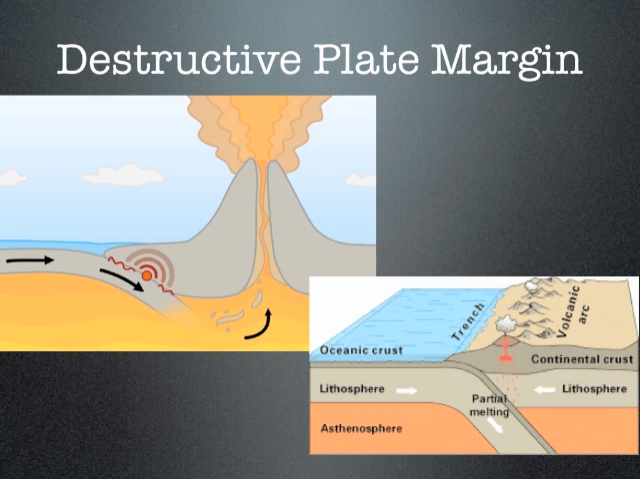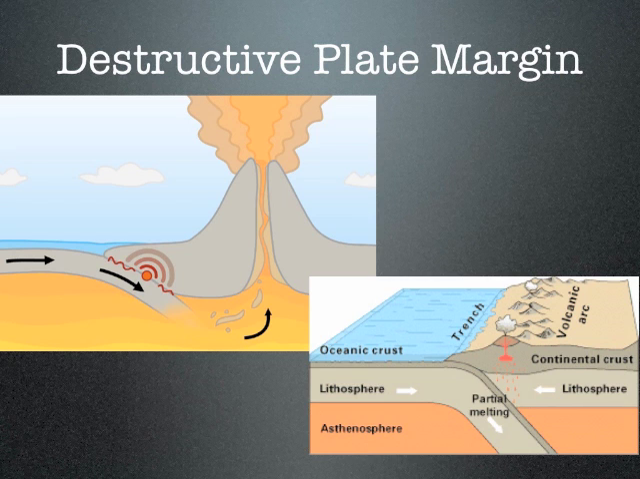The oceanic plate is denser and therefore is forced down. Have a look at the diagram where it says partial melting. This is known as the subduction zone, and the process of the oceanic crust being pulled under the continental crust is known as subduction. In the subduction zone, we get partial melting of the oceanic crust.